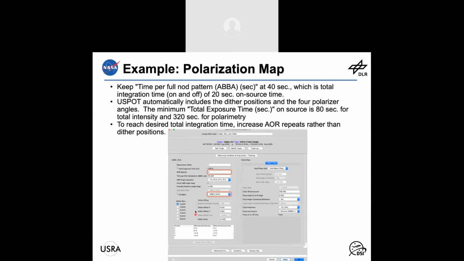You could change the number of dither patterns, and there are some other options you can change, but that's the main thing I wanted to go over in this example. Then again, select your off position well, and that can be done later on as well. So I think those were the two main examples I wanted to show, of nod match chop mode and on-the-fly mapping, and the 2 different types of total intensity versus polarization mode that HAWC Plus offers.